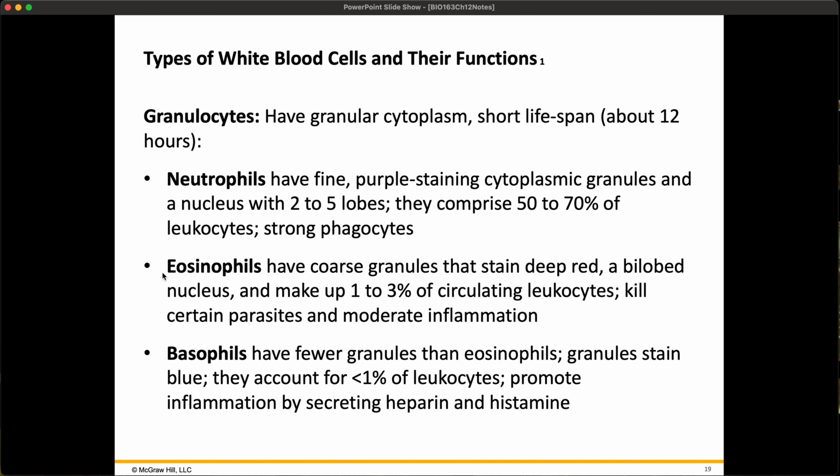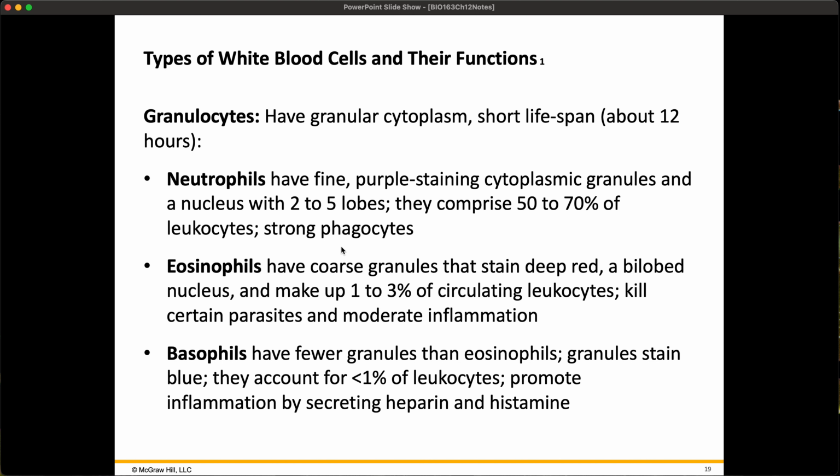Eosinophils, these are for parasite infections typically. They also have an effect on inflammation, but a lot of times when you see them, it's for some type of parasitic infection. I'm thinking of worms and those kinds of different bugs. They have coarse granules. They stain this deep red color. It's very pretty. This deep red. They're 1 to 3% of circulating leukocytes.